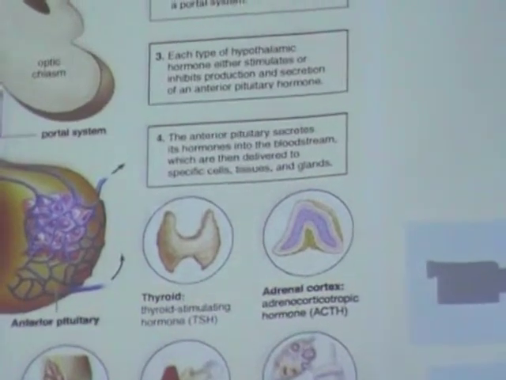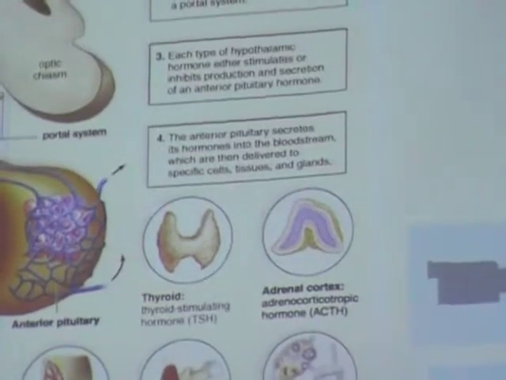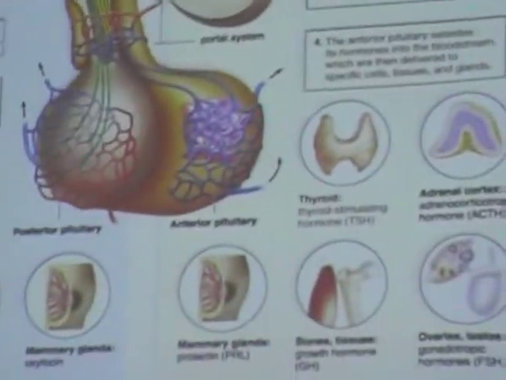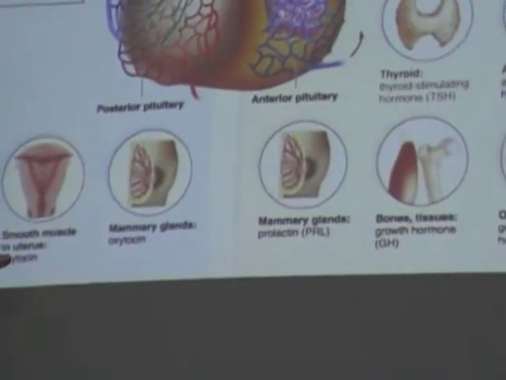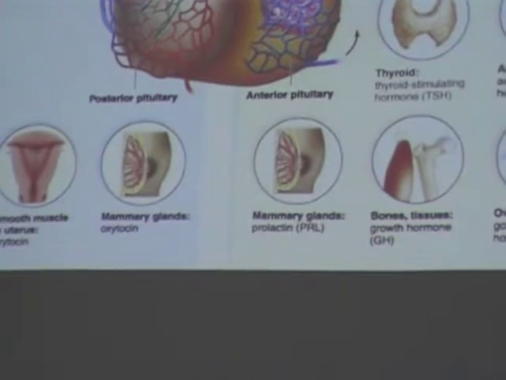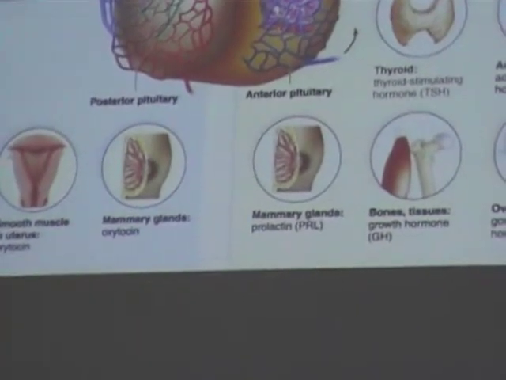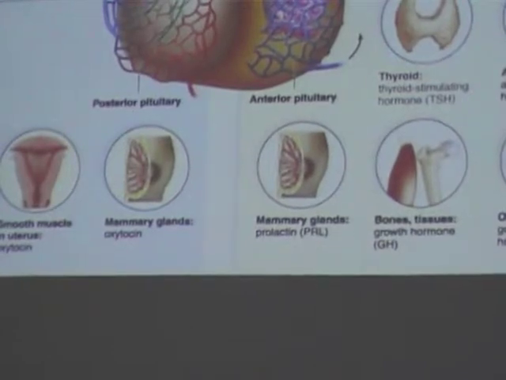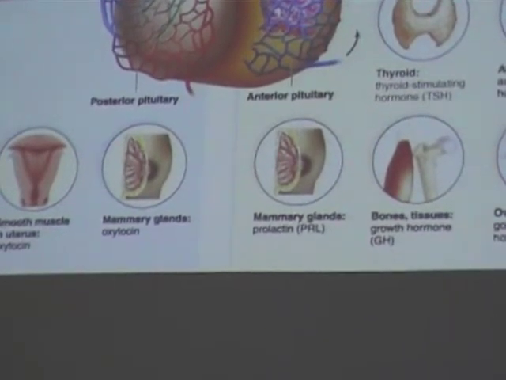It releases prolactin that tells women's breasts to make milk when they have their babies. It releases oxytocin, and oxytocin also tells women's uterus to contract, to push the baby out when a woman's pregnant and about to have a baby. Oxytocin is that hormone that does that.